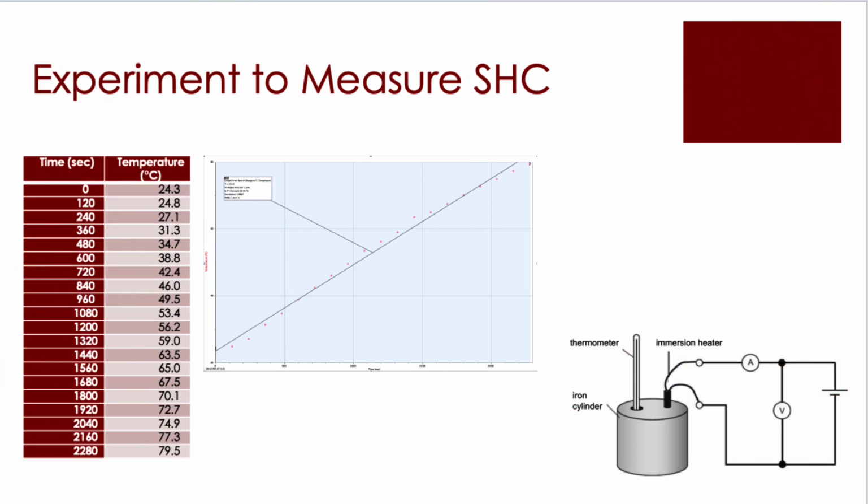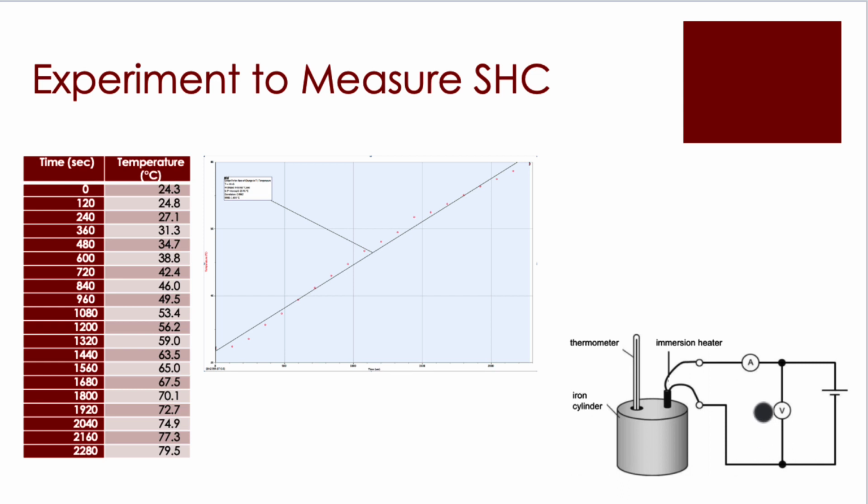So let's take an example of how I would measure the specific heat capacity. Here's one type of experiment that's fairly common. I have here an iron cylinder. I've got a thermometer and an immersion heater. Immersion just means it goes inside, in this case, the metal. It could typically go in water as well. And you can see that I've got a power supply for my immersion heater, and I'll be able to calculate the amount of current going through it. And here's my voltmeter to measure the potential difference across it.